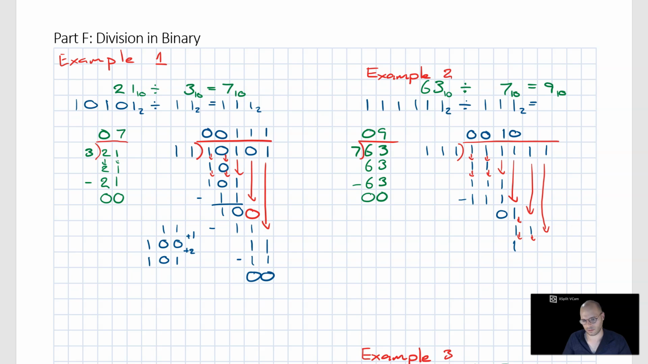Does 111 fit into 111? And the answer is yes, it does. So our resultant value is going to be 1001, or the equivalent of 9 in base 10, but base 2. So 1 plus 8 is 9. So probably a simpler one here. So we didn't have to do this subtraction there.